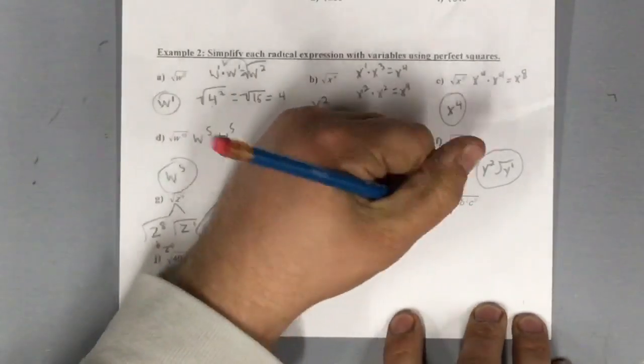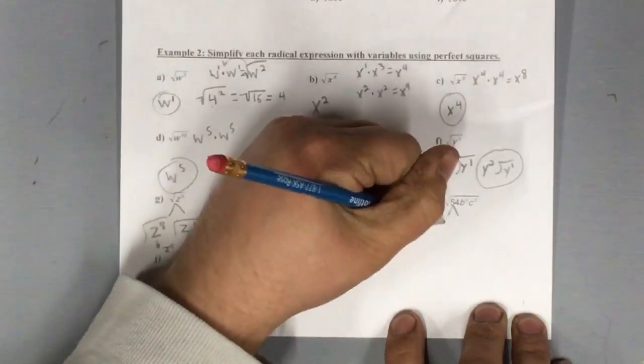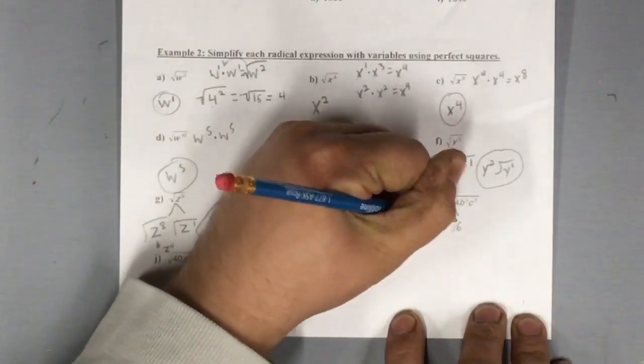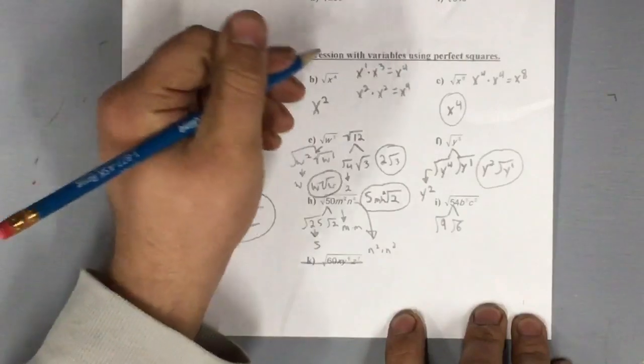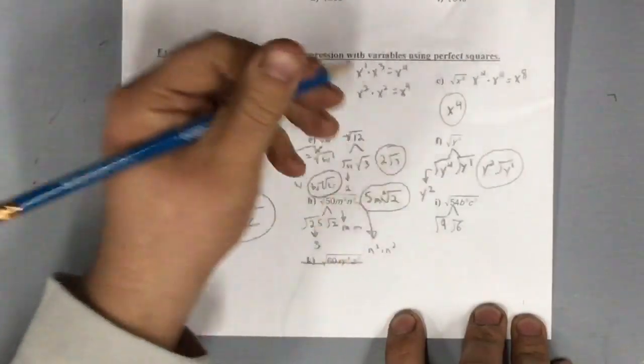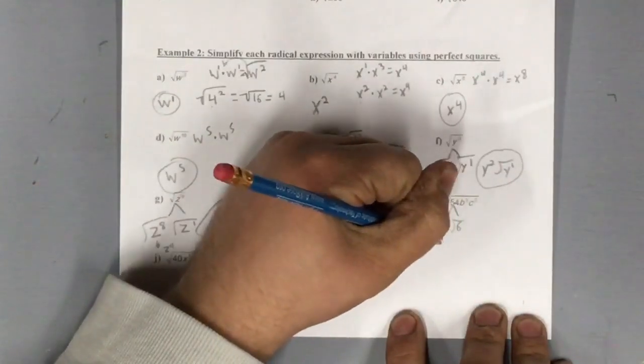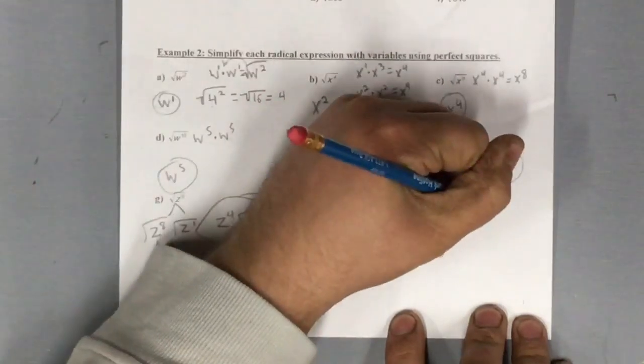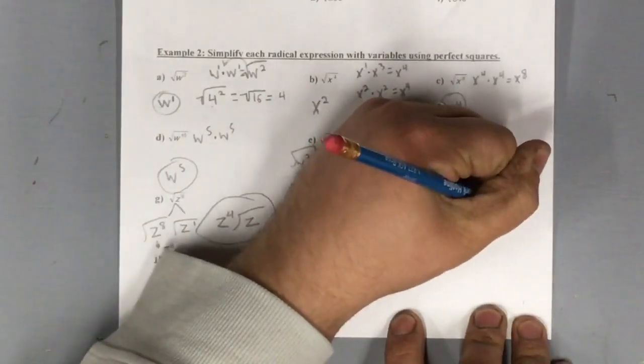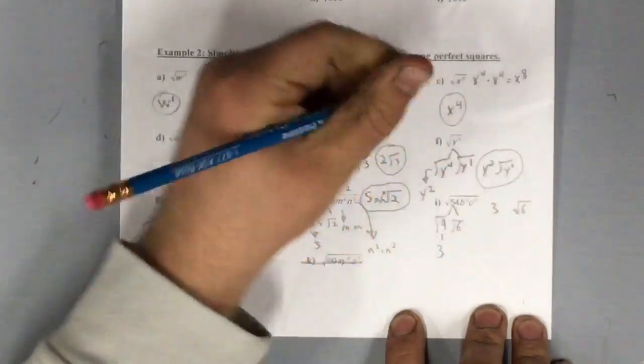Next problem, I'm going to break down 54. That's going to be 9 and 6. 6 is going to stay the way that it is. It's not a perfect square. No other perfect squares make up 6. This breaks down to just 3. So right now I have 3 and a radical 6.